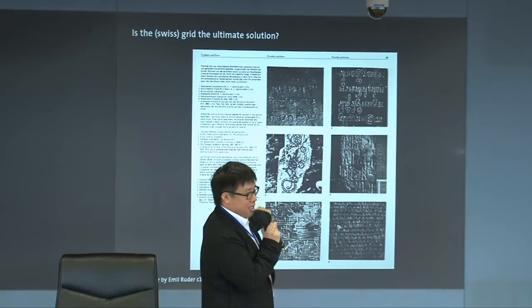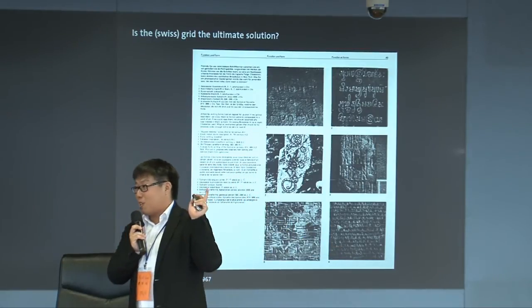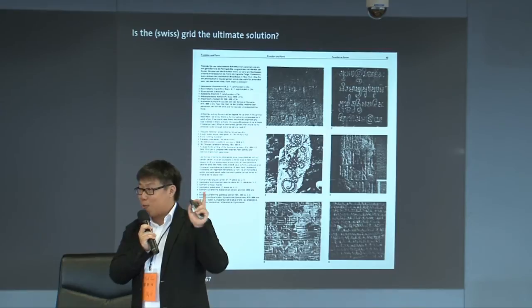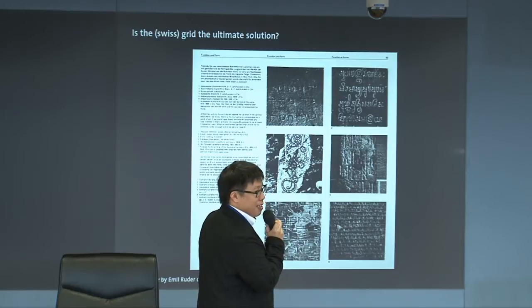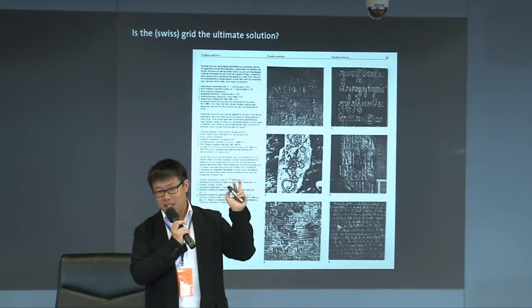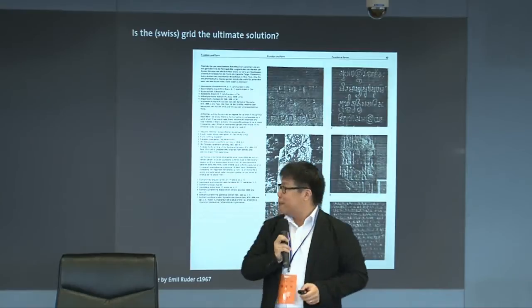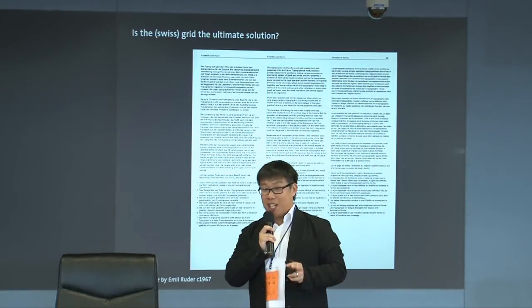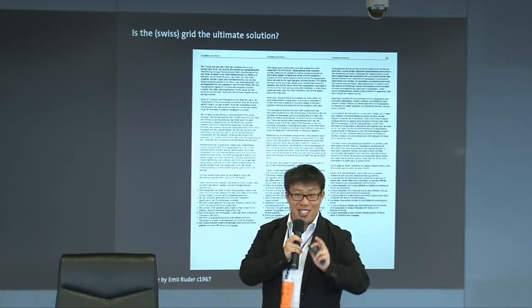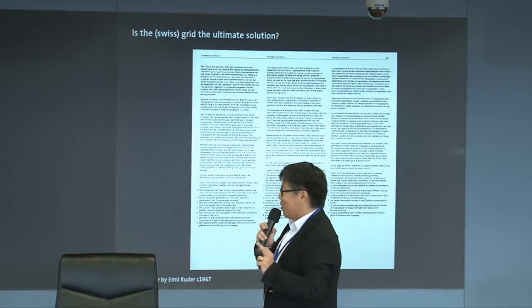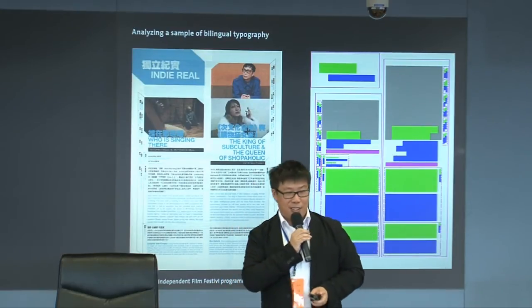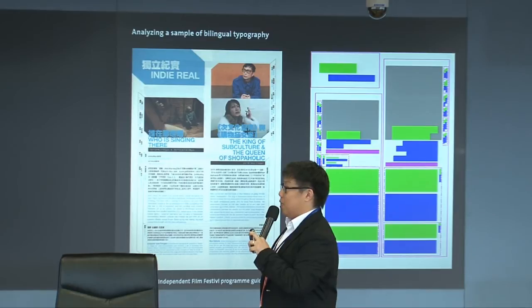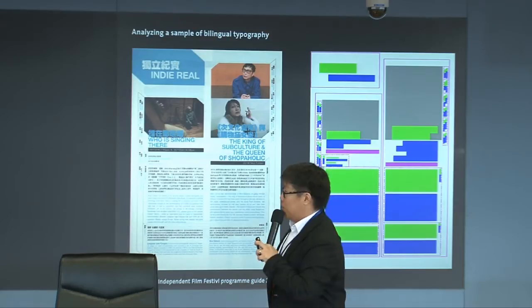Here it is in sequence. But the problem with this is different from Chinese and English because all 3 languages use the Latin alphabet, and it's not immediately apparent what language you're looking at. If you have Chinese, it's easier. So a different problem. I would say the Swiss grid is part of the solution, but it's not the whole solution. Look at an analysis of just a single page of an independent film festival program. Green is Chinese, blue is English.